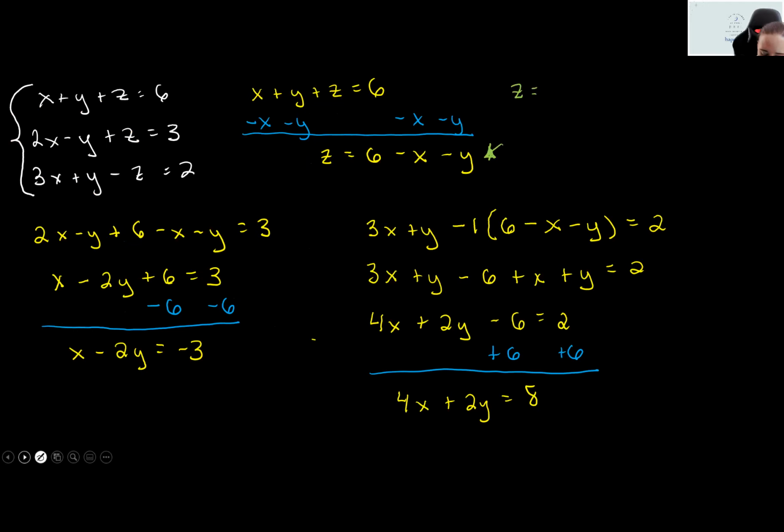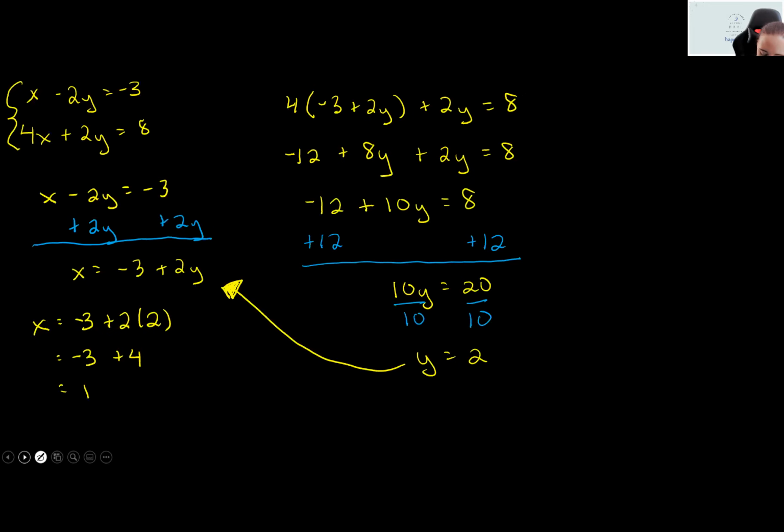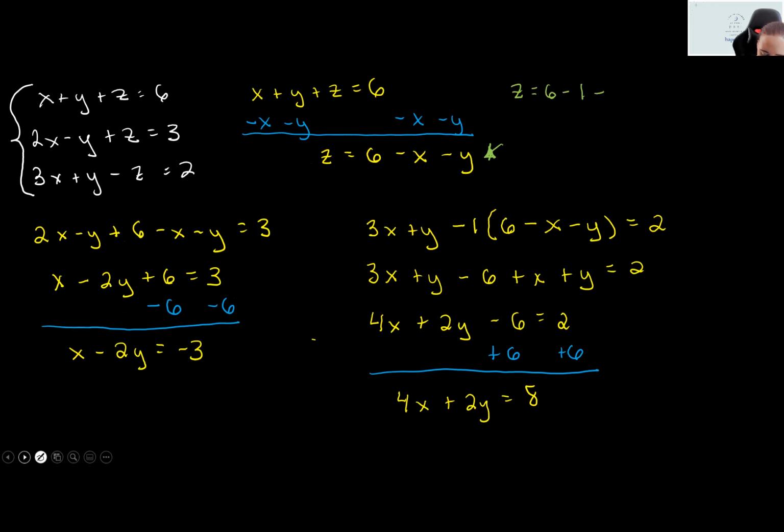So z is 6 minus, and x is 1, and y is 2. So I'm just making sure I'm plugging in the correct numbers. And we get 6 minus 1, which is 5, minus 2. We get z is equal to 3. And so our final answer, you write it as x, y, z, alphabetical order. So that's 1, 2, and then 3.